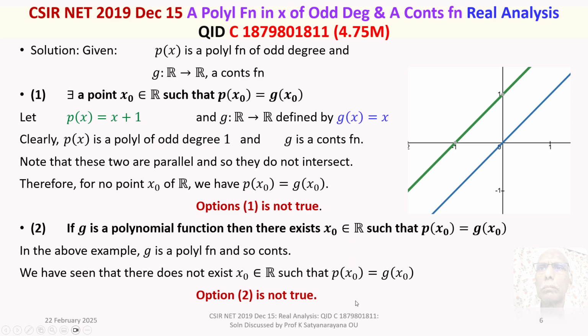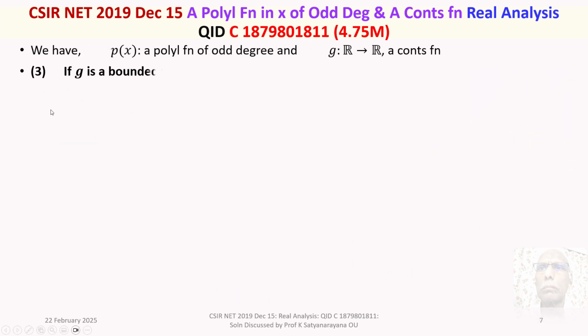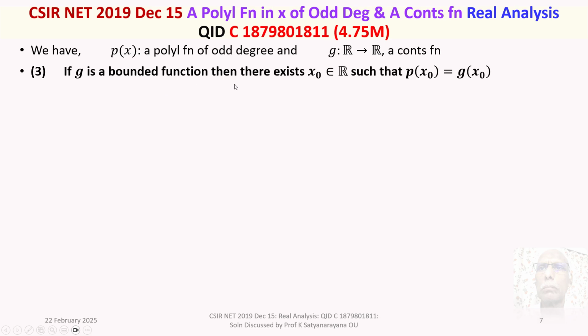We move on to the next option. Option 3. If g is a bounded function, then there exists an x0 belongs to R such that p of x0 is equal to g of x0. P of x is given to be a polynomial of odd degree. Therefore, what is the range of this polynomial p of odd degree?